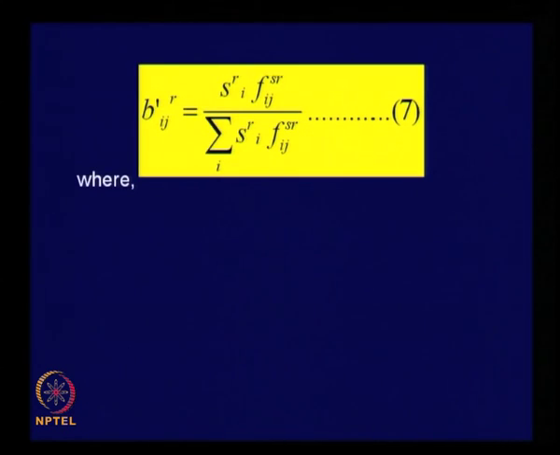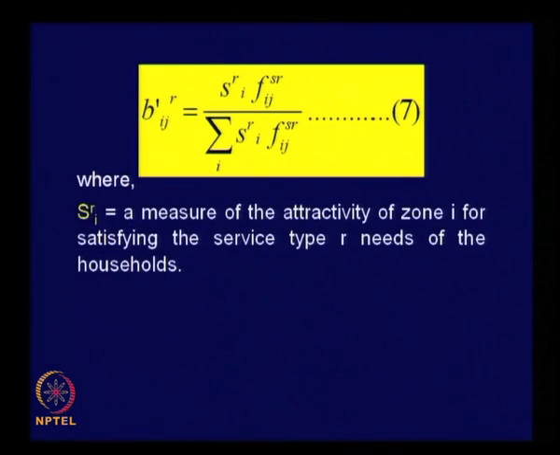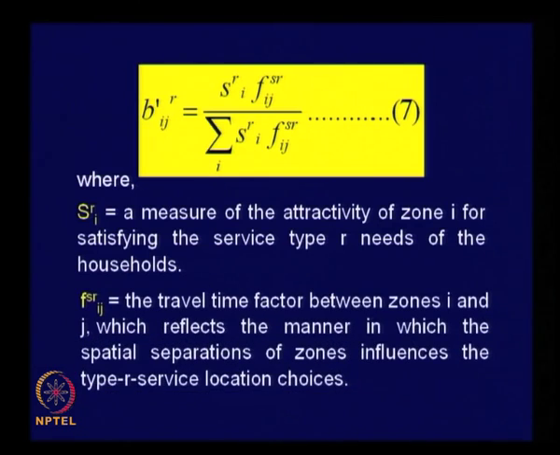So this is the equation with which you are familiar. S I R is a measure of the attractivity of zone I for satisfying the service type or needs of the households. And F I J S R is a travel time factor between zones I and J, which reflects the manner in which the spatial separation of zones influences the type or service location choices, right.